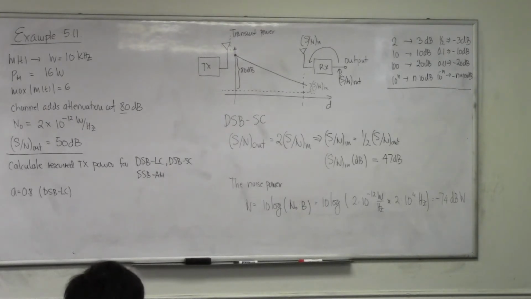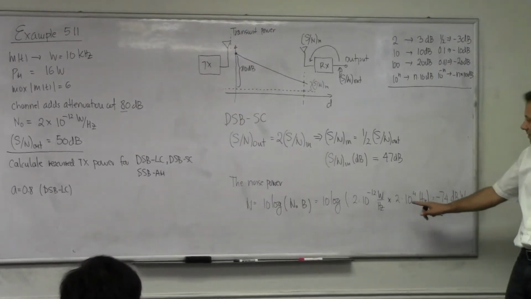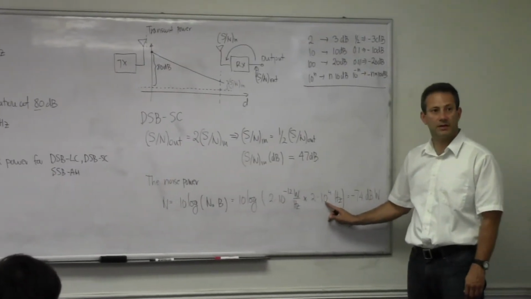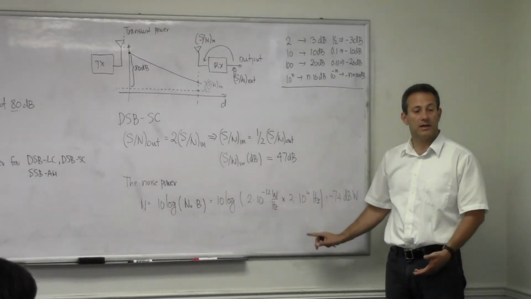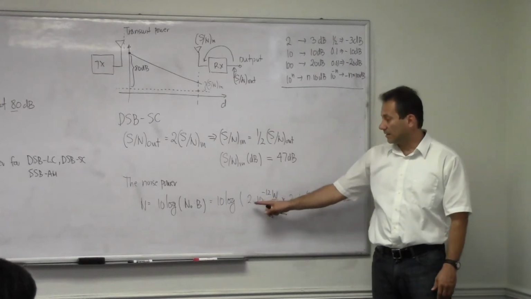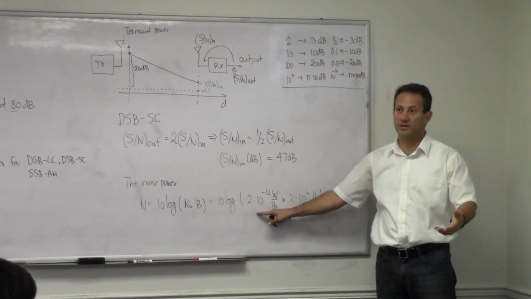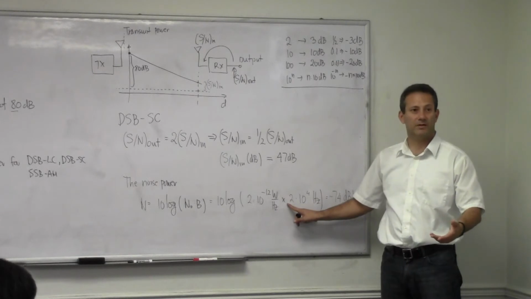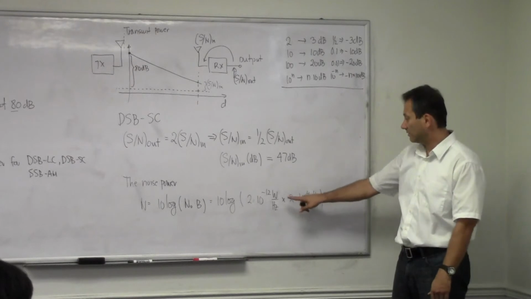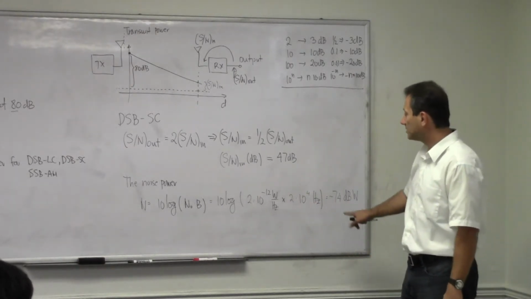Okay? Now, did you follow this? Let me go through it again. You have 3 terms here. You have 10 to the minus 8 as the first term. 10 log of 10 to the minus 8 is minus 80. And then you have 2, so that's 2 times more, so it's 3 dB better than minus 80, which is minus 77. And you have again 3 dB better than minus 77, which is minus 74. The units are watts, so it's dB relative to the watt. So that's my noise power.